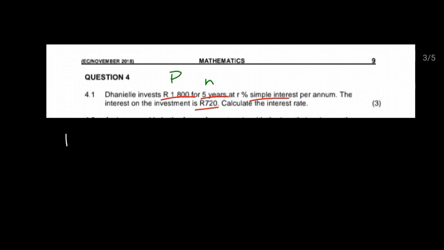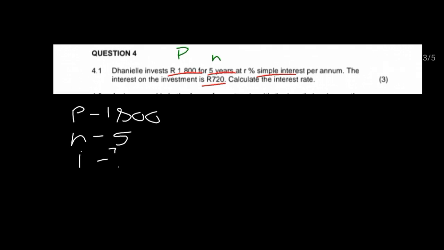So now I can go and lay down my data. My P is 1,800. My period is 5 years. I is my interest rate, and then my interest amount, as a capital SI, is 720 Rand.